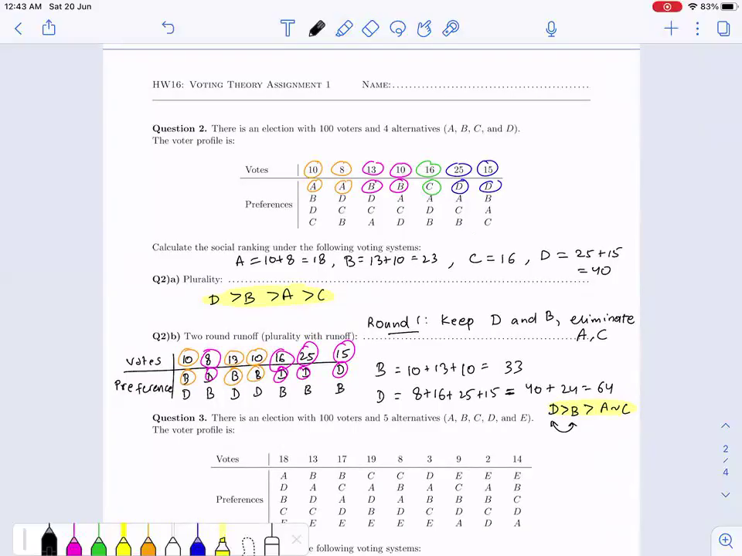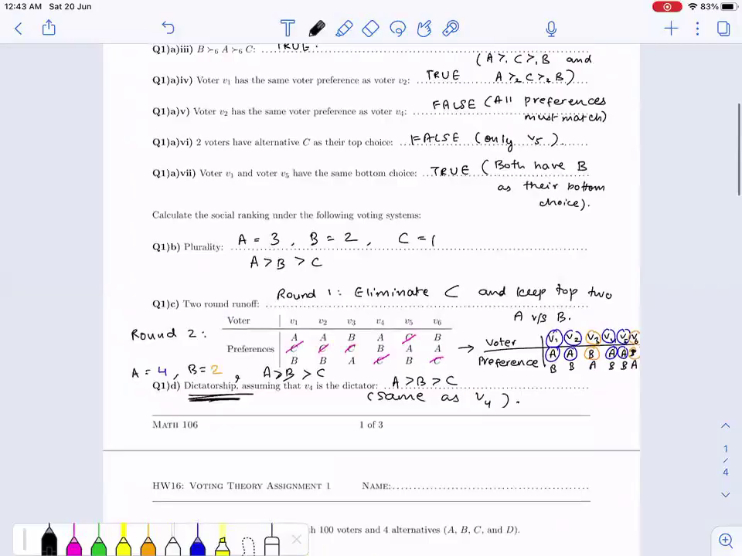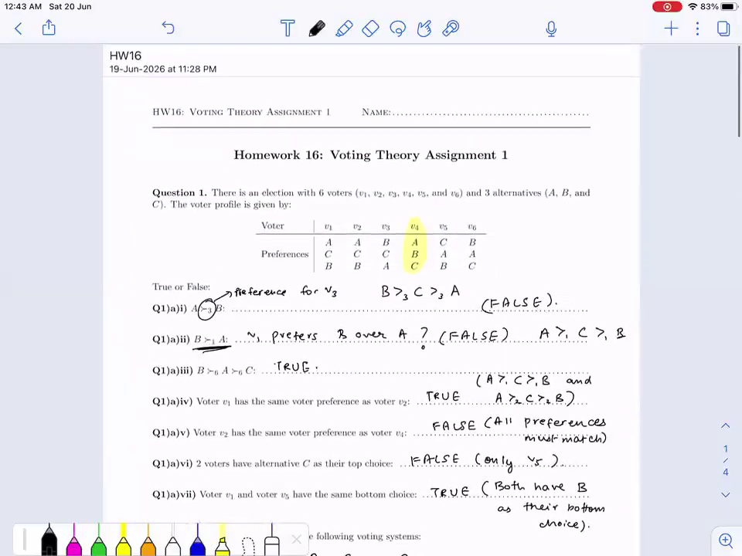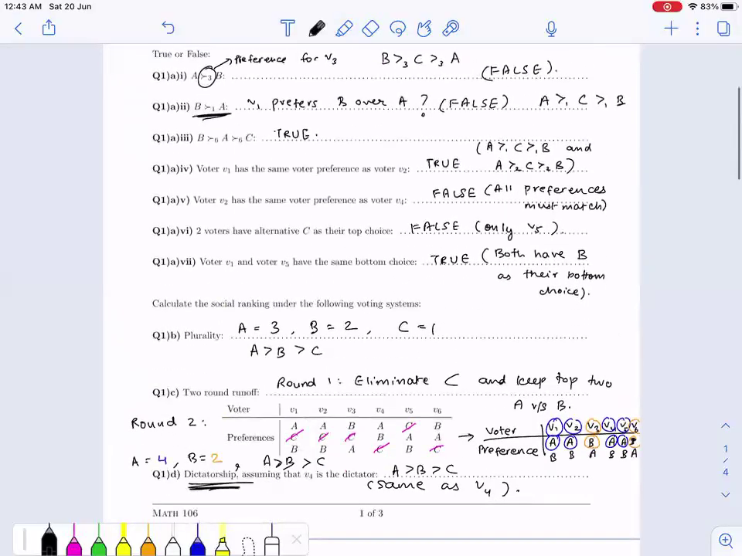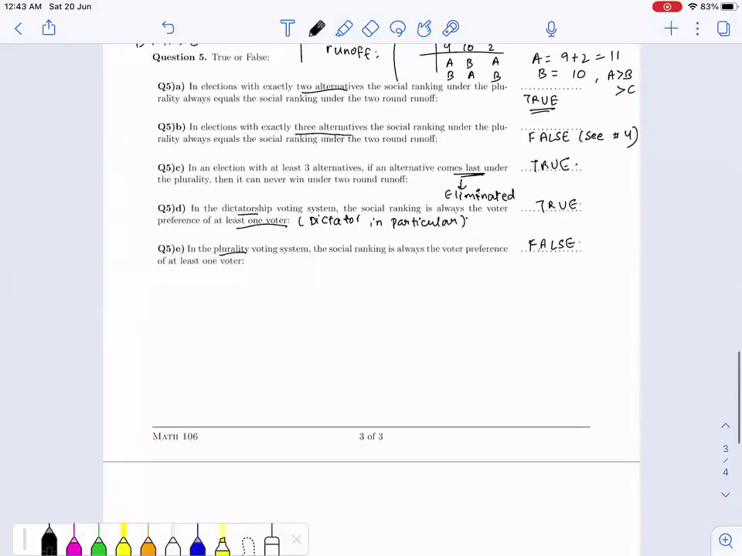No, this one's not a good example because DBAC is actually a preference for one voter, but usually this is not the case. Let me see if I can find an example right here. No, okay, we don't have good examples. Maybe this one can give you one example, but in general, this is not true.